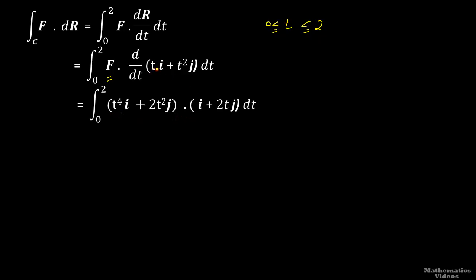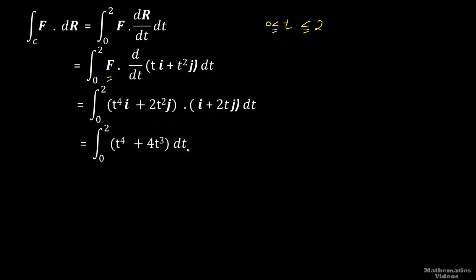The derivative of t with respect to t is just 1, so therefore t i unit vector becomes just i unit vector, and the derivative of t square with respect to t is 2t, so t square times j unit vector becomes simply 2t j unit vector. Now we will calculate this dot product. For this we will multiply these two vectors component wise, and then we will add the results so that we have this thing.